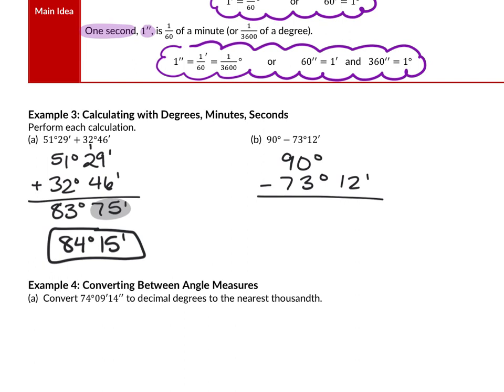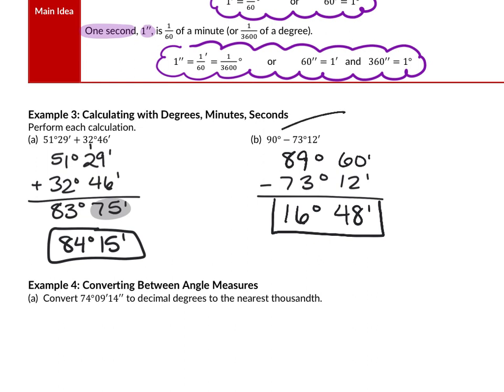So if I change 90 degrees, and you can write this part down. If I change 90 degrees and I make it 89 degrees, how many minutes did I just borrow? 60. So really, 90 degrees is exactly like 89 degrees, 60 minutes. Once I've borrowed that number from the 90 degrees, now I can do my subtraction. 60 minus 12 is 48. 89 minus 73 is 16. So this is 16 degrees, 48 minutes. If you want to write a note for yourself of what happened here, you would say 90 degrees is the same as 89 degrees, 60 minutes.